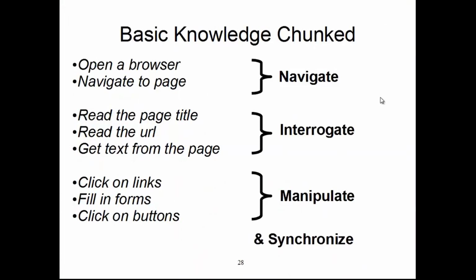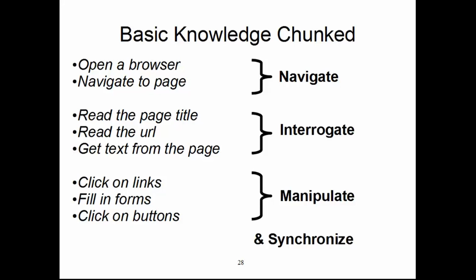I think about web automation using these 4 basic concepts. When I'm automating the web page, I want to be able to navigate. I want to be able to navigate around the application. That means opening browsers, navigating to specific pages. I want to be able to interrogate what's going on. I want to be able to pull information out so that I can use it.